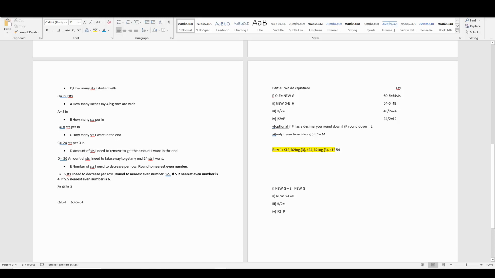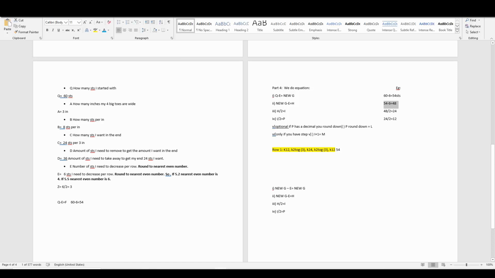Number 1 is Q minus E. Our Q at the beginning, mine was 60, minus E, mine was 6, equals new G. New G, we're always going to take that G and apply it to the next row. So I'll go through the rows, I'll show you. Q 60 minus 6 equals 54 stitches. 54 is our new G. So next, number 2, we're going to take new G. 54 minus E. E was 6. 54 minus 6 equals 48.